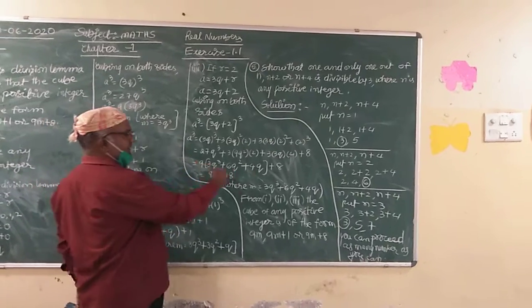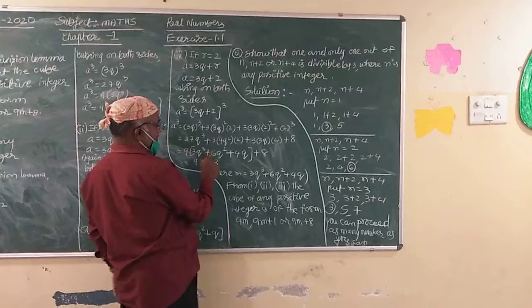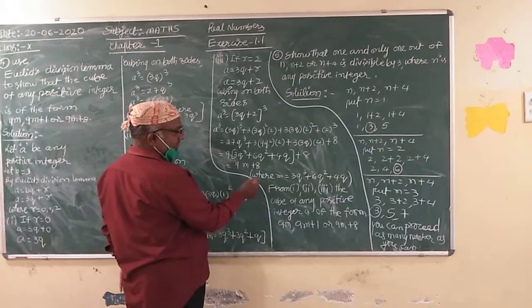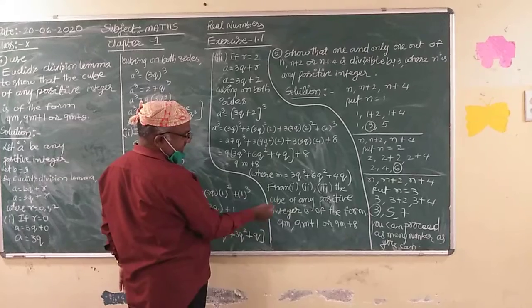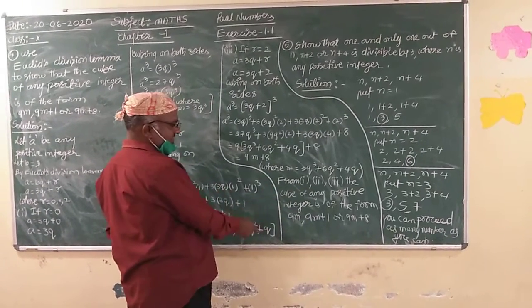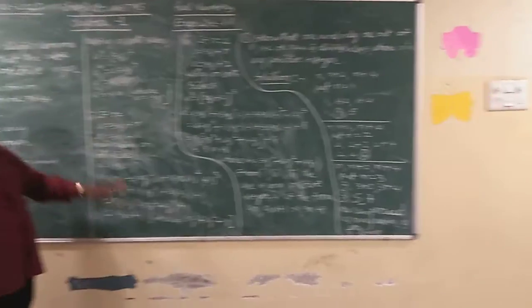Then, we are assuming this whole thing as m, where m is equal to 3q cube plus 6q square plus 4q. Then, from 1 to 3, the cube of any positive integer is of the form 9m, 9m plus 1 or 9m plus 8. So, the fourth sum is over.